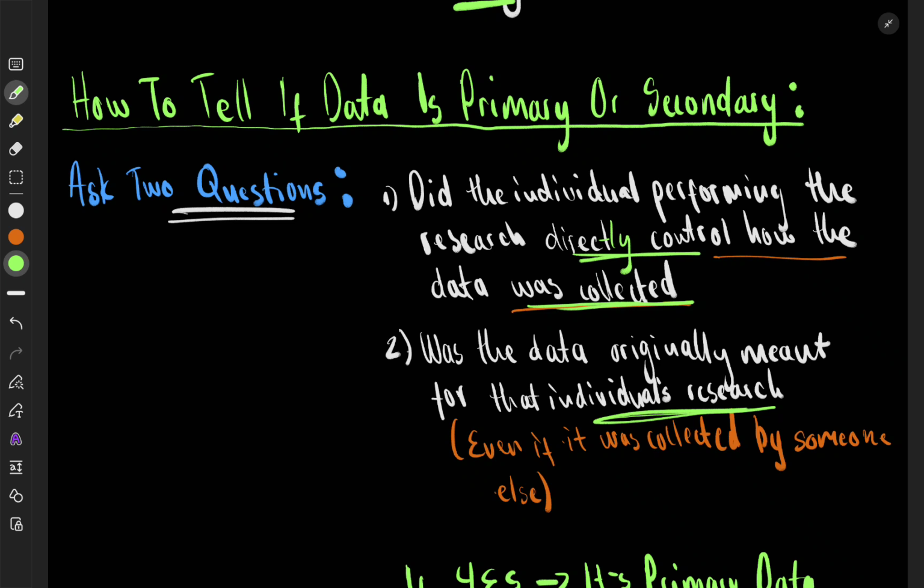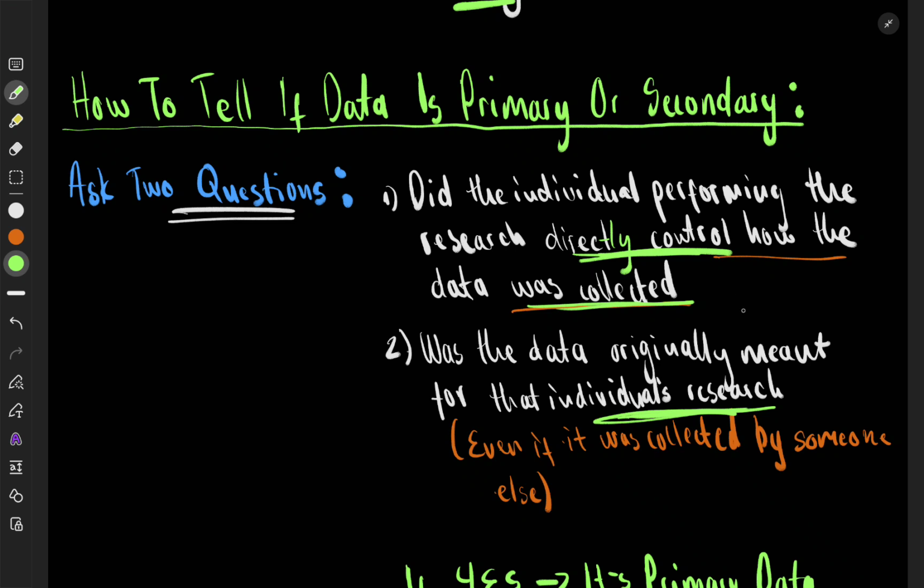So two things must happen. If you give it to a research team, they must use your methods and your decisions, they must collect how you say they should, and they should be collecting for you. So did you have direct control, and was the data meant for your research? Remember these questions. Did you have direct control? If yes, we go to the next. Was the data meant for your research? If yes, then it's primary. But if one of these two is not, then it's going to be secondary.